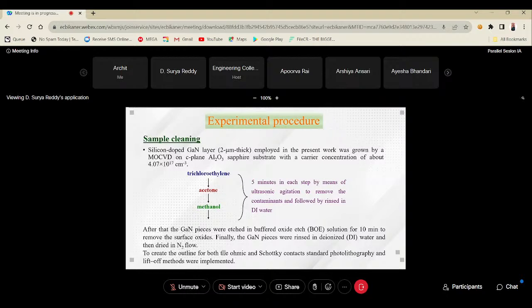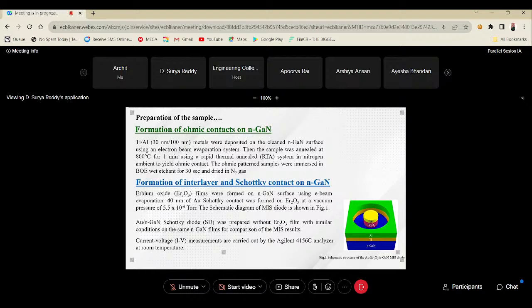As we come to the experimental procedure, these n-GaN samples were cleaned using ultrasonic agitation with trichloroethylene, acetone, and methanol. For ohmic contacts, we used e-beam evaporation. Titanium and aluminum metals were deposited on the n-GaN surface, and for the interlayer and Schottky contacts e-beam evaporation was also done, formed on the n-GaN surface. Figure 1 shows the schematic diagram of the MIS diode.